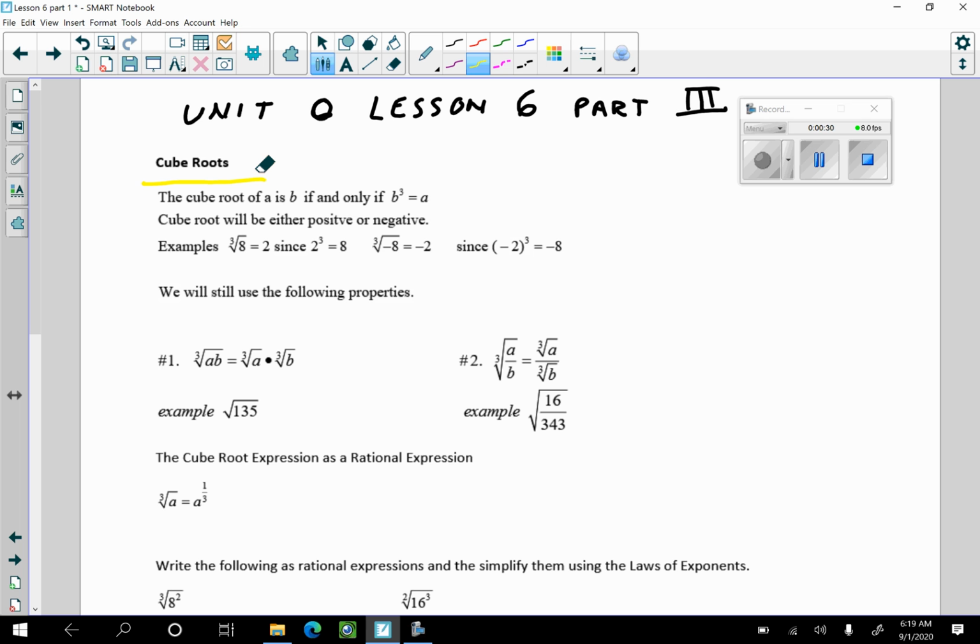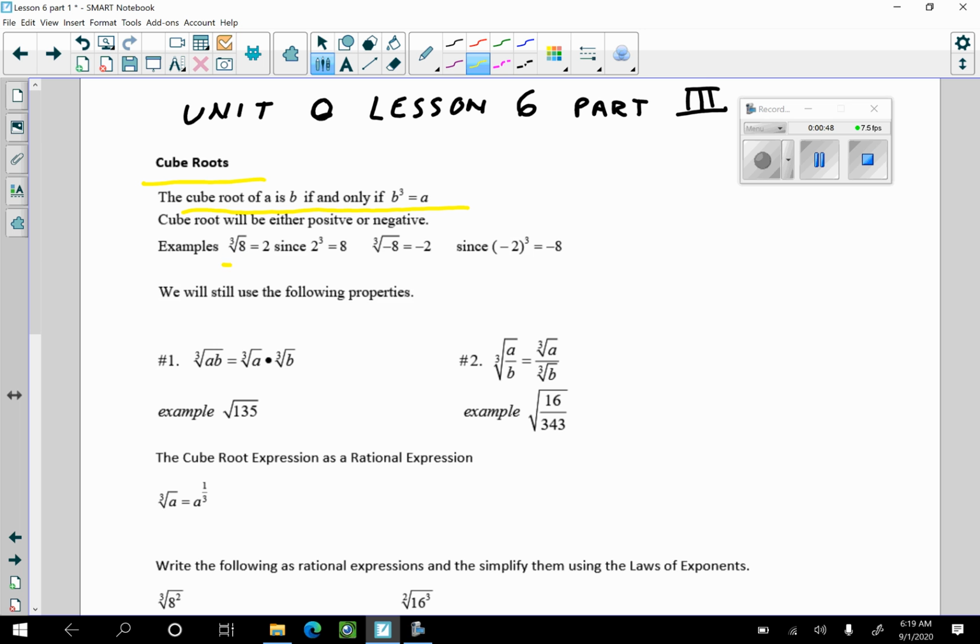Let's go with the definition. The definition of cube root of A is B only if B cubed is A. This is our definition of what a cube root of a number is. And cube roots will be either positive or negative. And here's our first example.